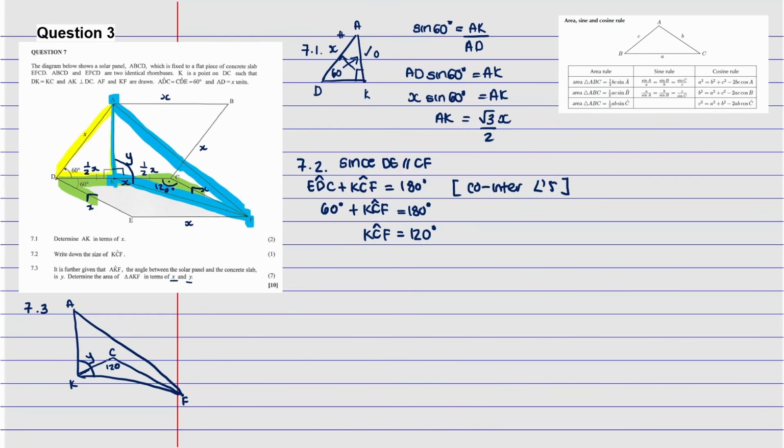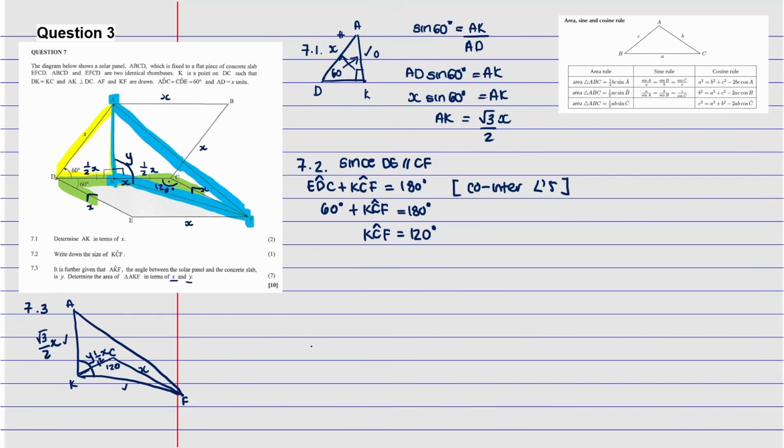So what do we know? We know that this portion here is half. Remember, KC is a half X. And we know this whole CF is X, right? So with area, if we need to use this Y, we need this side and we need this side, because it's two sides and the included angle. So now we have this side. We already know AK is equal to root 3 divided by 2x. But the problem is this one, which is KF.